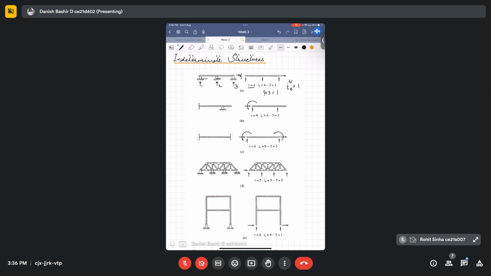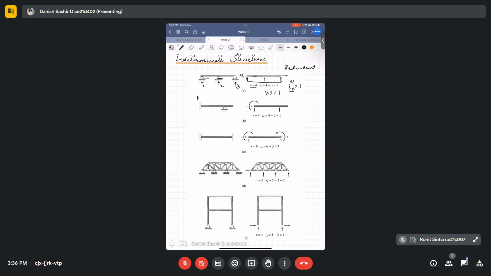So, for example, we can compute three reactions, but there is one reaction in excess of the equilibrium equations. That reaction is known as redundant. So we have one redundant here, and its degree of static indeterminacy is 1. For this fixed beam supported on a roller, or we can say it's a propped cantilever.